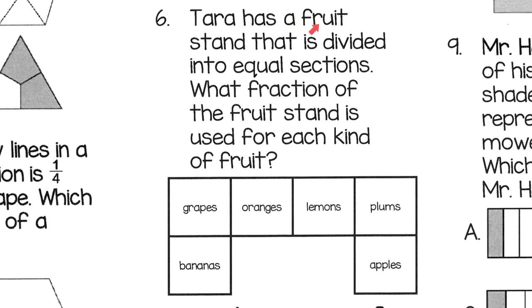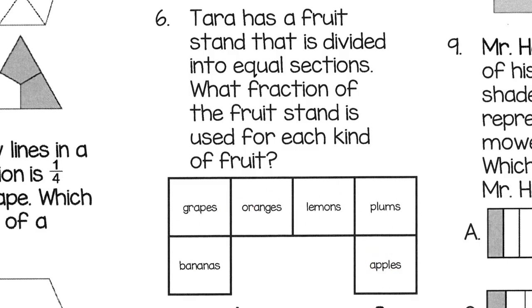Tara has a fruit stand that is divided into equal sections. What fraction of the fruit stand is used for each kind of fruit? So we've got bananas, grapes, oranges, lemons, plums, apples. None of these repeat. They're all different.